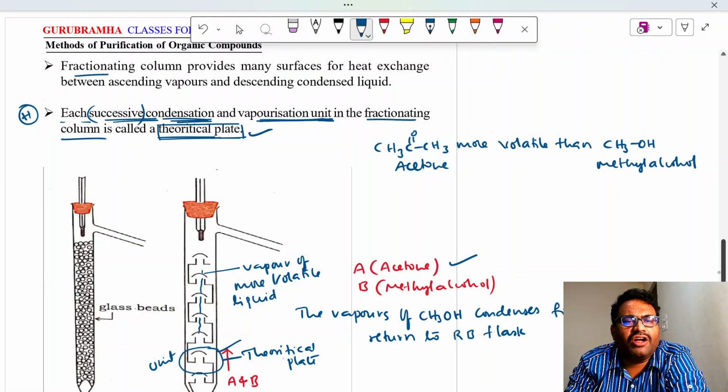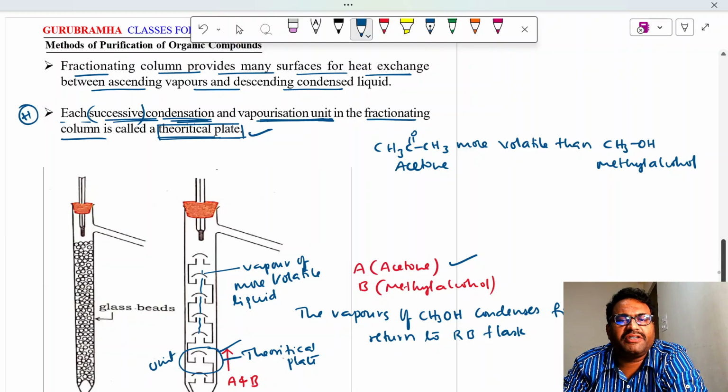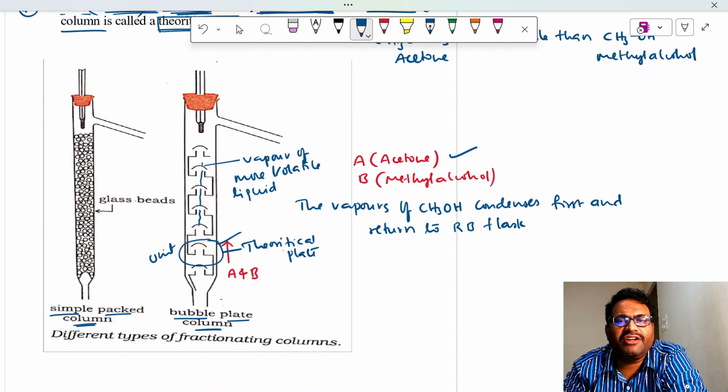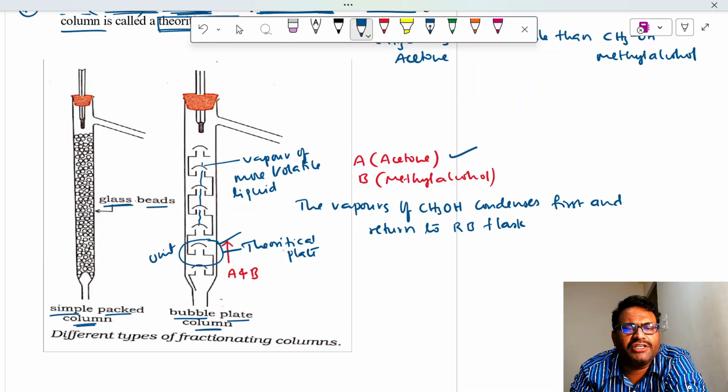So the fractionating column provides many surfaces for heat exchange between ascending vapors and descending condensed liquid. So here this fractionating column is providing a lot of surface. Here also you are finding glass beads. You see glass beads. When these vapors are ascending, moving up, they exchange heat with the glass beads.